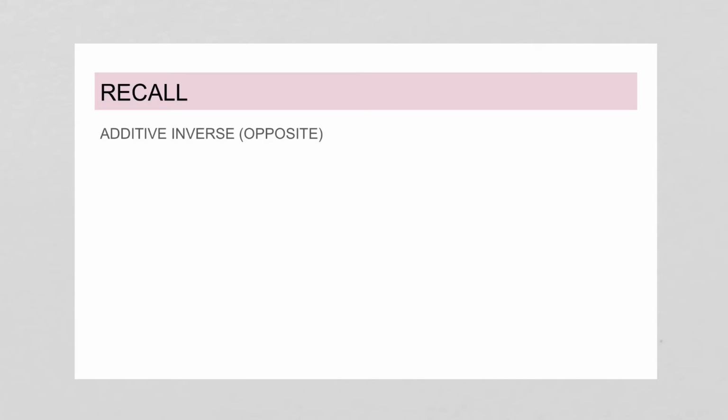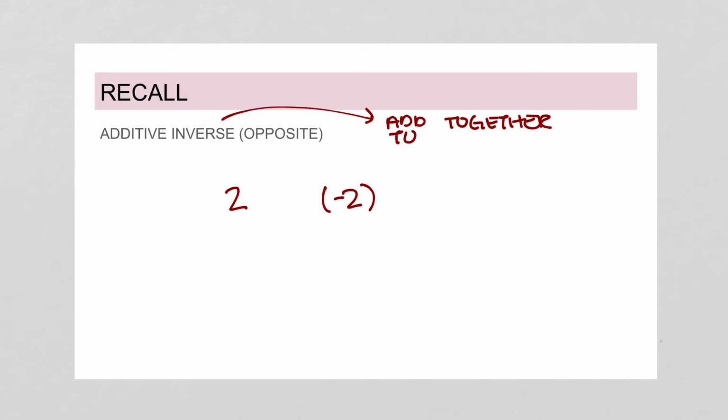So let's first recall what an additive inverse is. The additive inverse is what gives us 0 when we add them together, so we might think of them as opposites. Like, let's say 2. What is its opposite? Its opposite is -2. How do we prove that? Well, we know that an additive inverse, or its opposite, you add together to get 0.